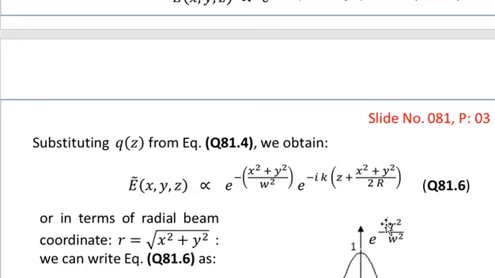Here R is the radius of curvature of the wavefront, probably the spherical wavefront, and we have this factor e to the power minus x square plus y square over w square. This is actually the function that gives the shape of a Gaussian function, and gives you the shape of a Gaussian profile.